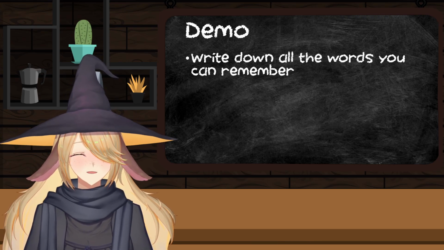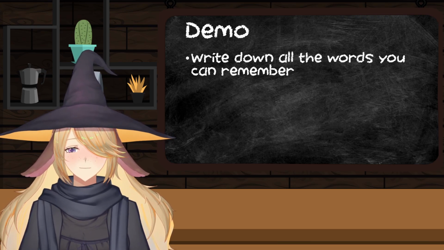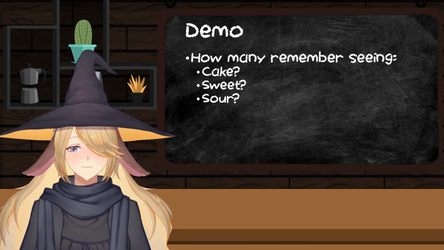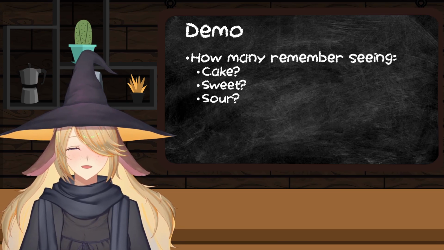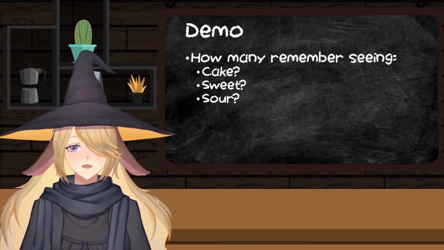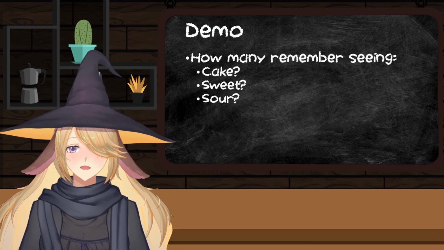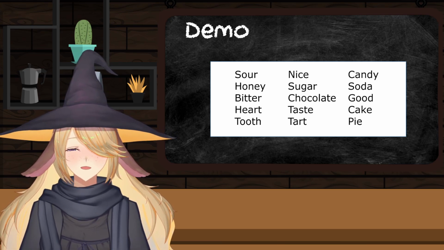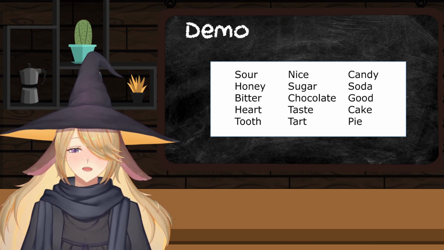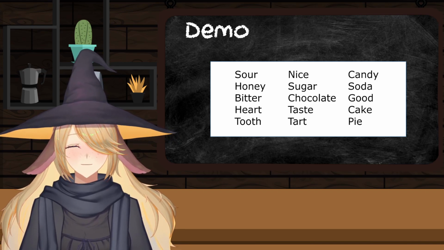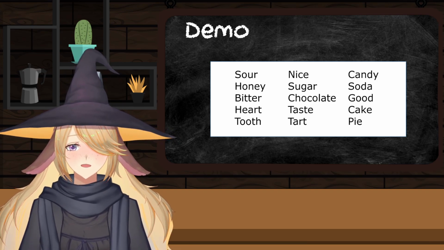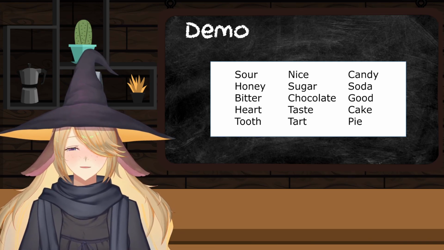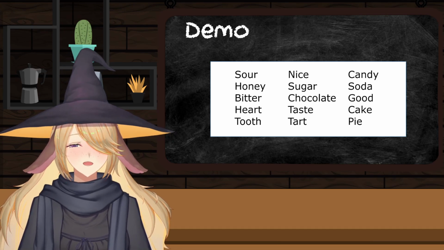So try to think about all the words that you can remember. Did you remember seeing the word cake? Did you remember seeing the word sweet? Maybe you remember even seeing the word sour. Well, let's take a look at the list again and see if any of those words showed up. I see sour, and I do see cake, but I don't see sweet. I do see the word sugar, soda, candy, taste, and honey. There's a lot of words there that might seem like they would imply that sweet is there.